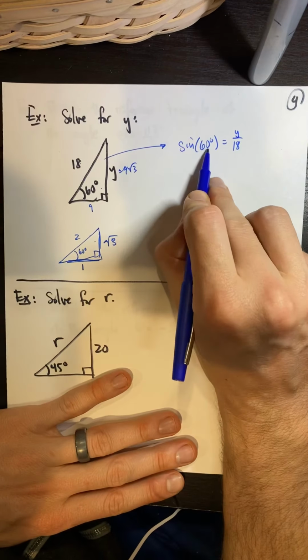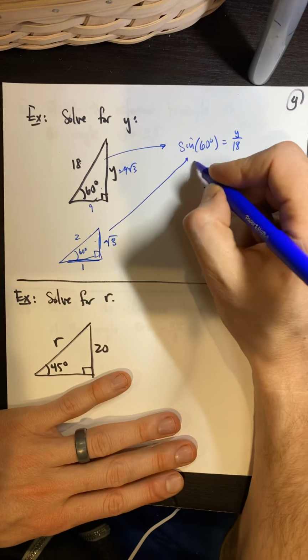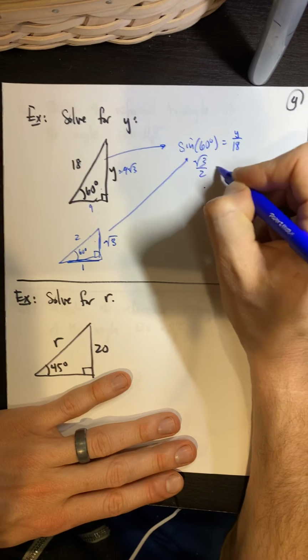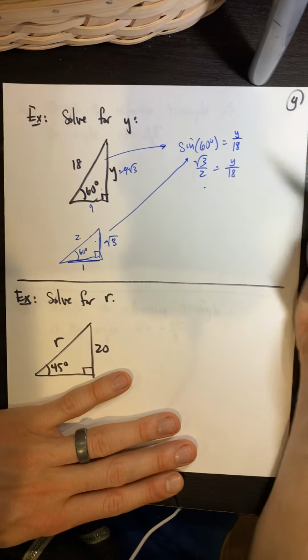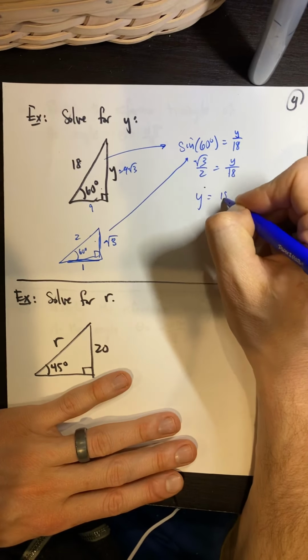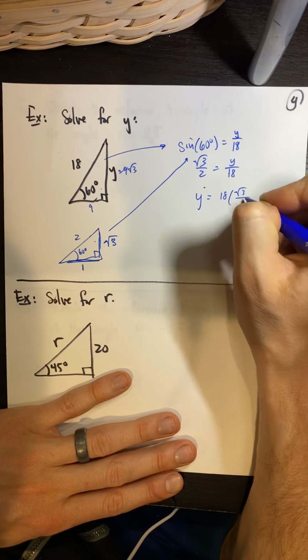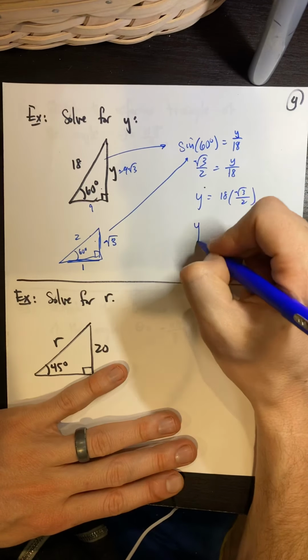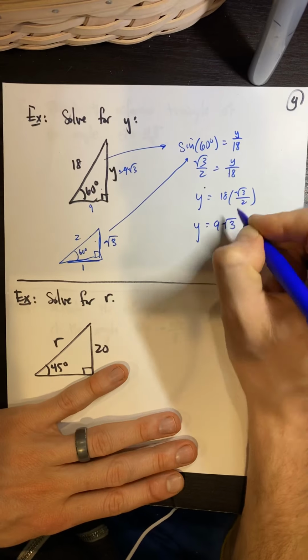So what is sine of 60 using this triangle? I know that sine of 60 is root 3 over 2, and that must equal y over 18. Solving for y by multiplying by 18, we get that y is equal to 18 times the square root of 3 over 2. So y is equal to 9 root 3.